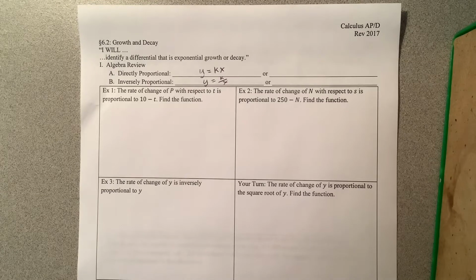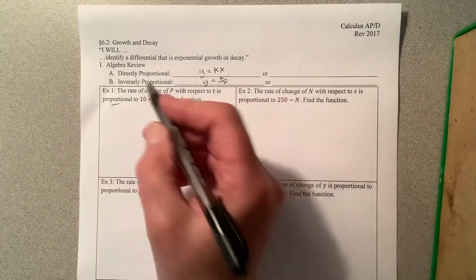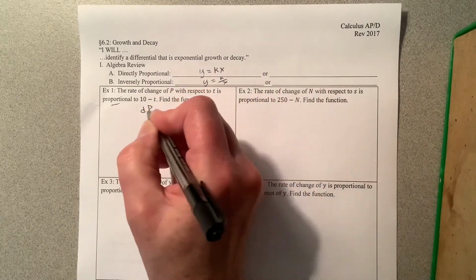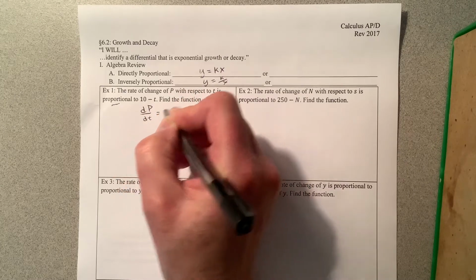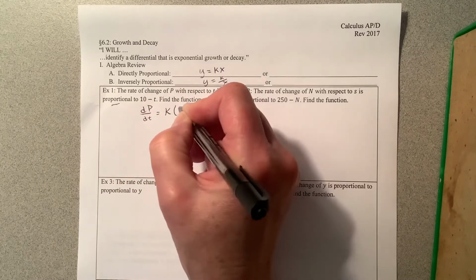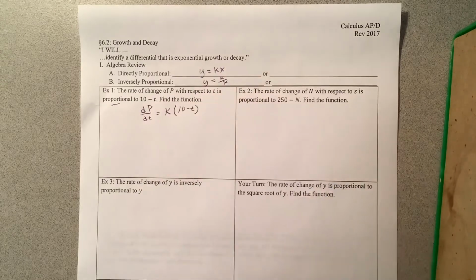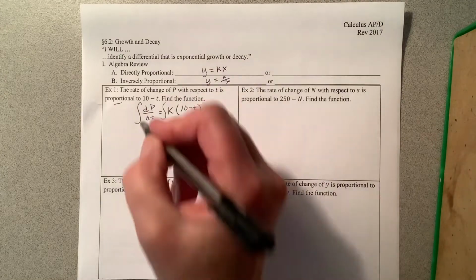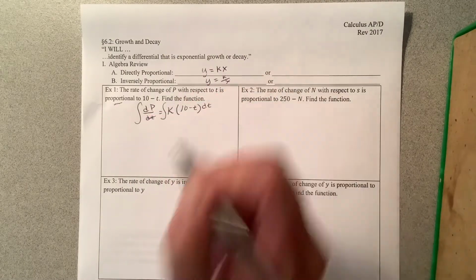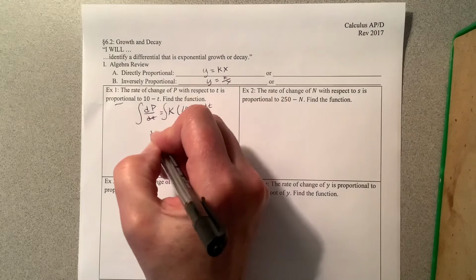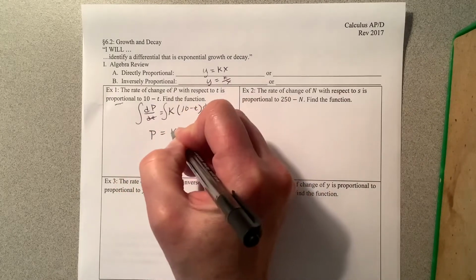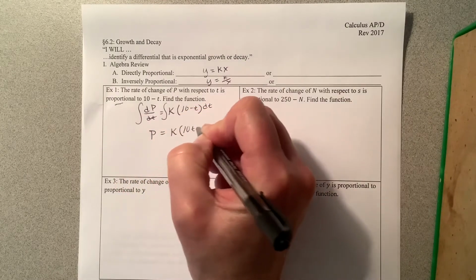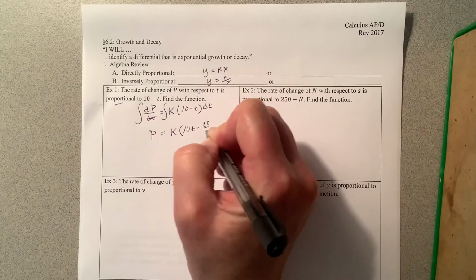The rate of change of p with respect to t is proportional to 10 minus t. Find the function. It's proportional, so we know it's that. The rate of change of p with respect to time is proportional, that's where the k comes from, 10 minus t. Then we're going to integrate both sides because it's a differential equation. Bring your dt over here. And you end up with p is equal to k times 10t minus t squared over 2 plus c.